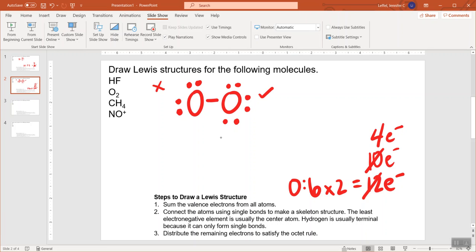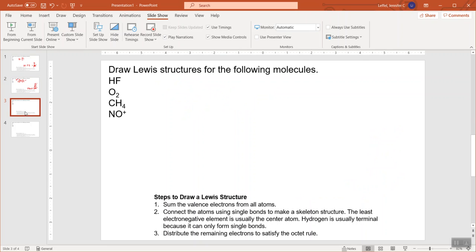Well, I'm going to take these 2 electrons here and move those into the bond. So I'm going to take this guy and move it into the bond and make this a double bond. So now I'm going to get rid of that. And now whenever I count, 1, 2, 3, 4, 5, 6, 7, 8. Now they both have octets. So this is how you would know that oxygen has a double bond if you didn't have it memorized.